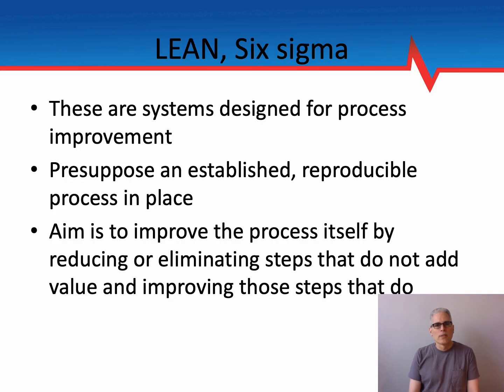If you're doing a fellowship already, I am sure you have heard about Lean and Six Sigma. These are two of the big systems designed for process improvement. The most important thing to remember about this is that they assume that you have a process in place. If you don't have a reproducible process in place, then Lean and Six Sigma will be of a lot less help. Once you have a reproducible process, these are good for trying to improve the process itself by eliminating steps that do not add value or improving the steps that do add value to the process.